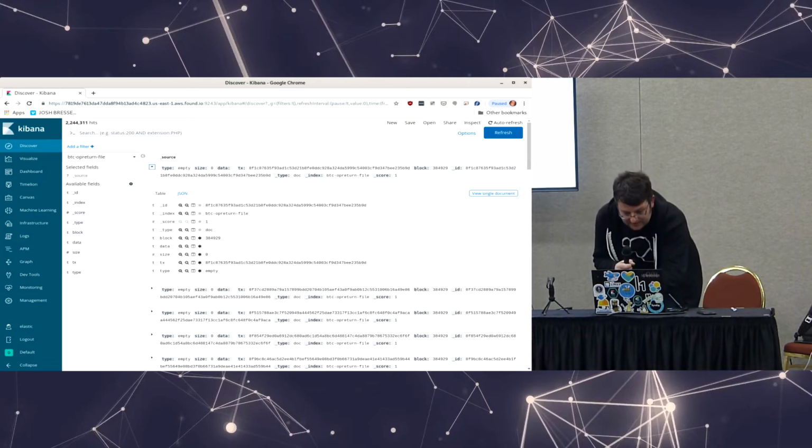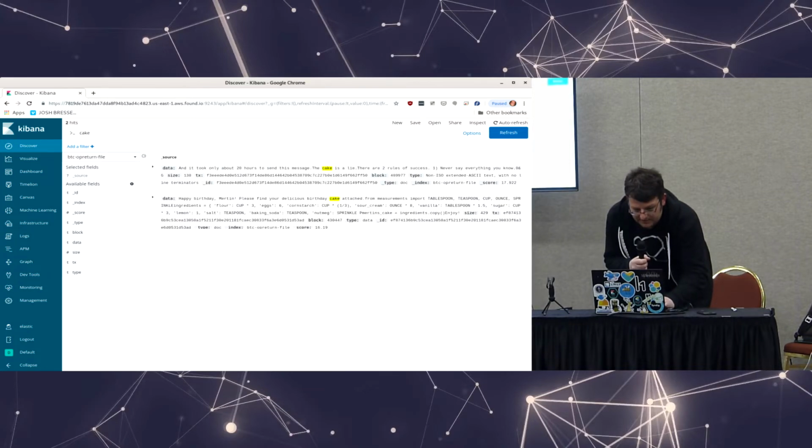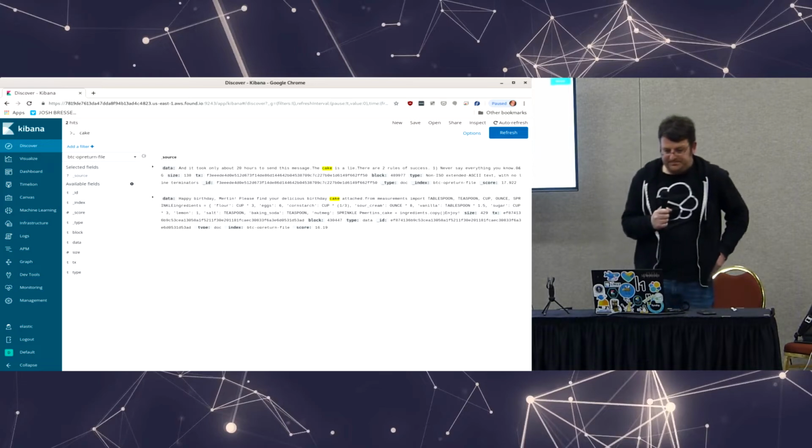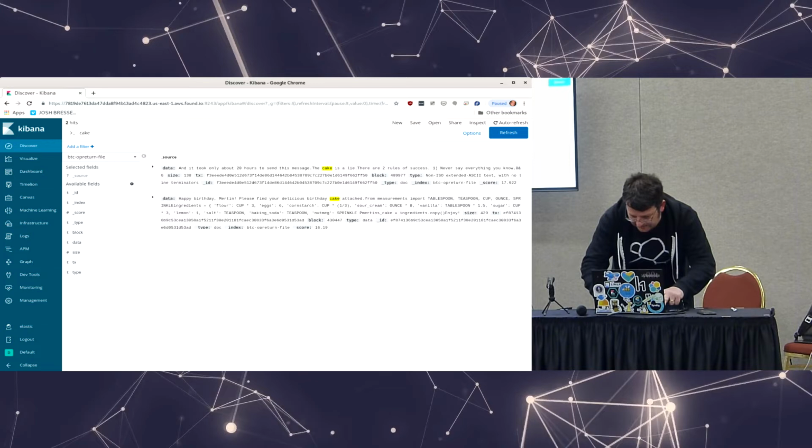So anyway, let's find one that has real data that's slightly more interesting. There's a whole bunch of zeros. These are all zeros. All right, I give up. So anyway, I got the data. Let's just do some searches. So here, for example, if I search for cake, I don't know, let me... Cake. Yes. Okay, there we go.